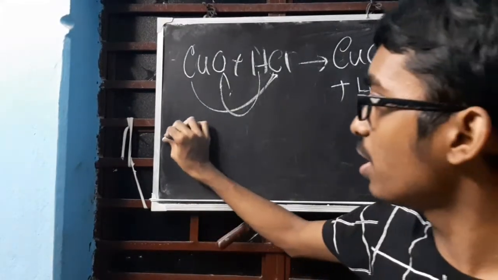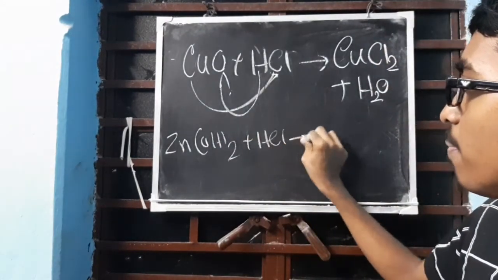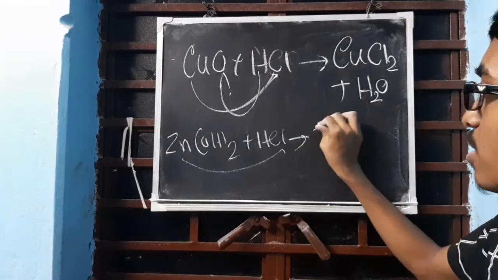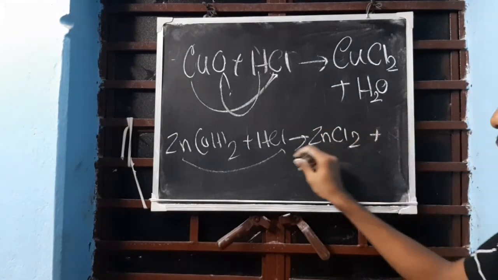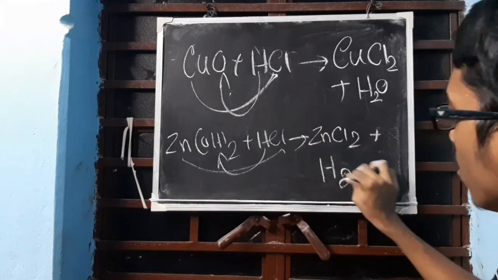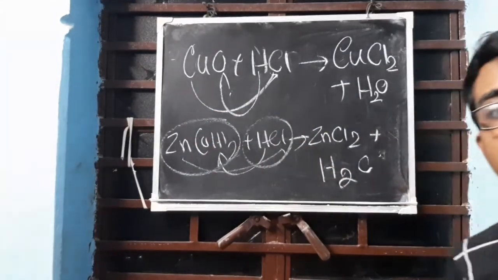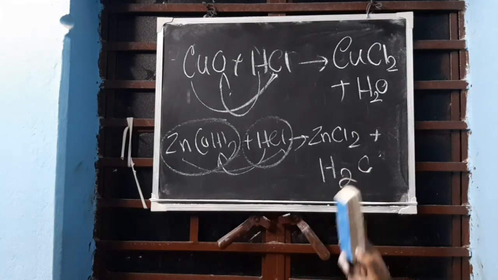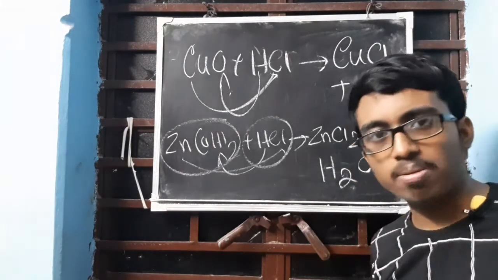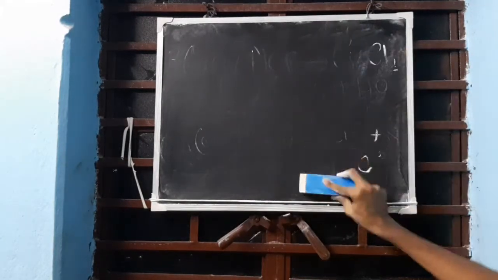Clear? Achha, another one. Let us write Zn(OH)2 plus HCl. What will it form? Zn will go with Cl, so ZnCl2. What else? H will go with OH. Now you'll say, what is HOH? What does that mean? No change in the products, it will be water. Why? This is the base and this is the acid. Base plus acid reaction is a neutralization reaction, so always one of the products has to be water, and the other is the respective salt. Clear? Two reactions done. Let us move on to the next category of reaction.